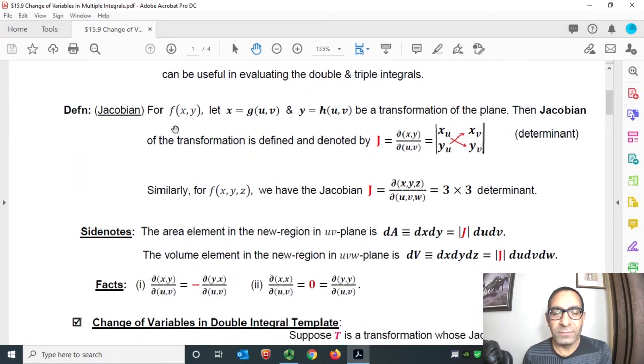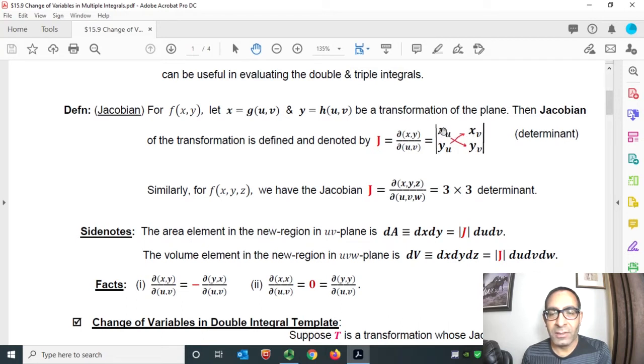For a function of two variables, here f is a function of x and y, let x equals a function of u, v and y equals a function of u, v be a transformation of the plane. Then the Jacobian of the transformation is defined and denoted by J. This equals the ratio of these partial derivatives, del (x,y) over del (u,v). Then this Jacobian equals the determinant of this 2 by 2 matrix, where the entries are just the partial derivatives.